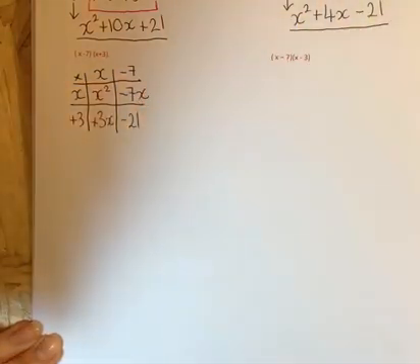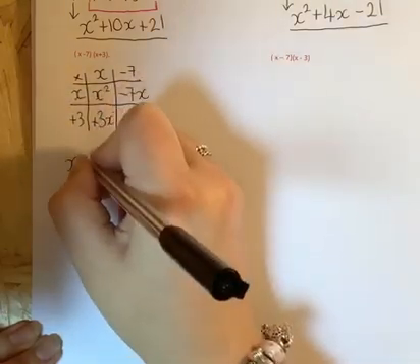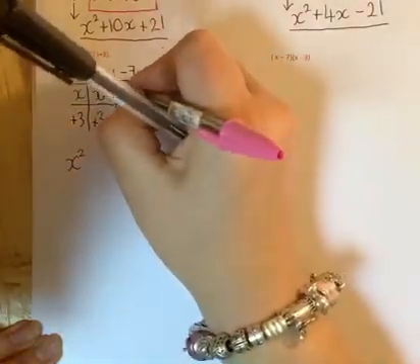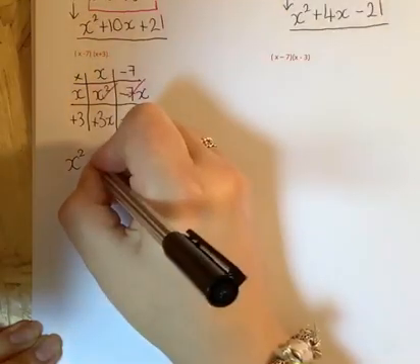So we're going to write those down. So we start off with x squared. We can tick it off. And I've got negative 7x.